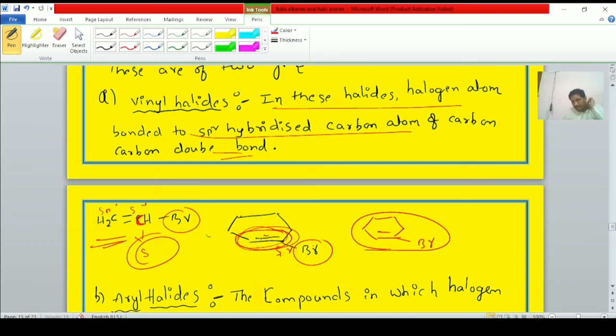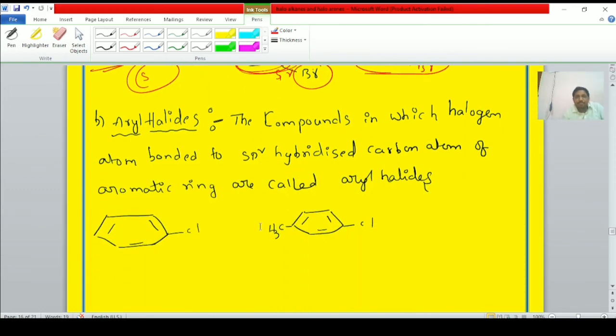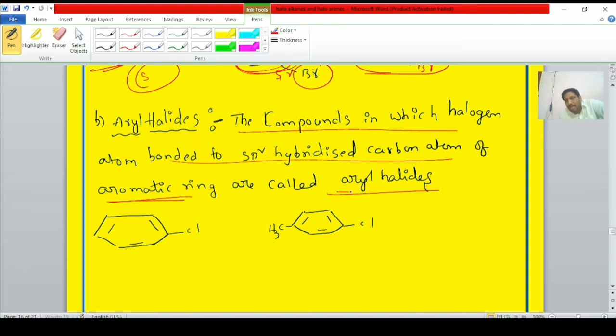Clear? Next we are discussing aryl halides. The definition: the compounds in which the halogen atom is bonded to an sp2 hybridized carbon atom of an aromatic ring are called aryl halides. Here the halogen atom is bonded to an sp2 hybridized carbon atom of the aromatic ring.